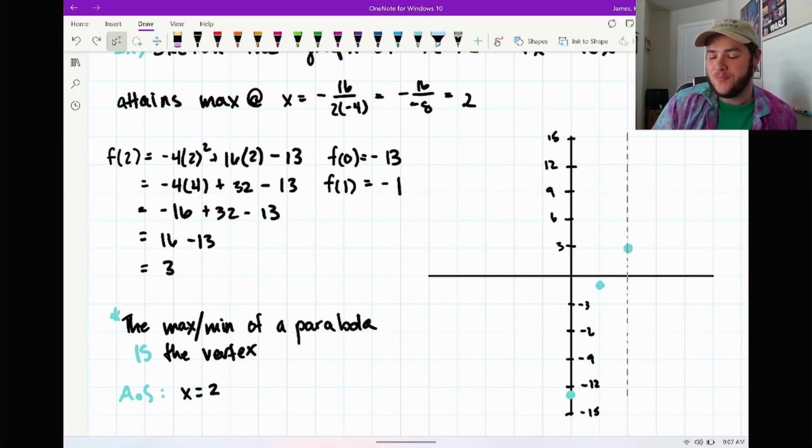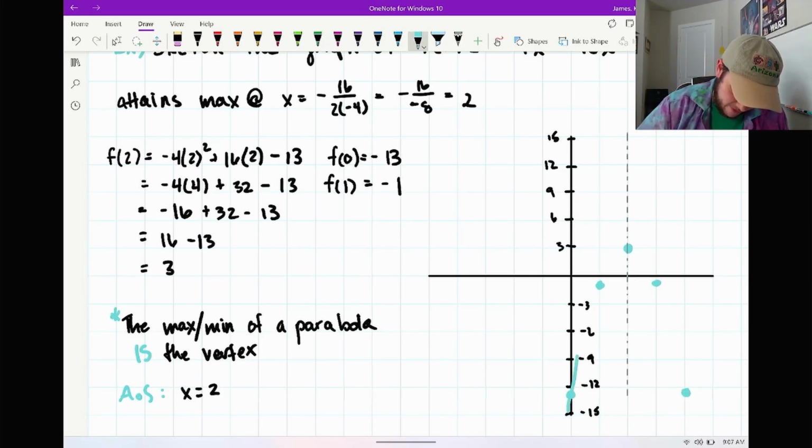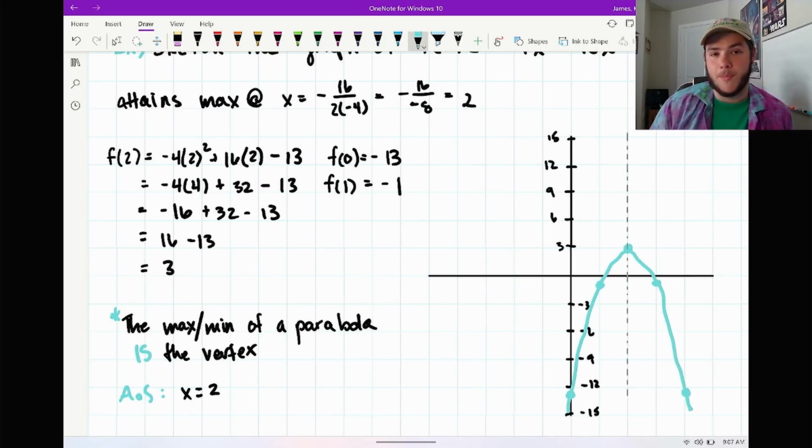Okay, much better. I went ahead and changed the y-axis to be in terms of 3s instead of counting by 1s. I also know that when I plug in 1, I get negative 1, so that gives me the point 1 comma negative 1, and now I can use my axis of symmetry to flip those guys around. And now I have enough information to sketch the graph, albeit poorly because I'm doing it.